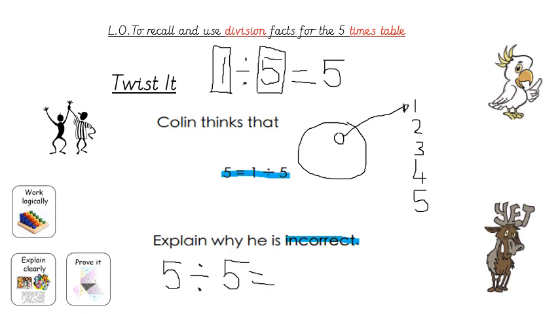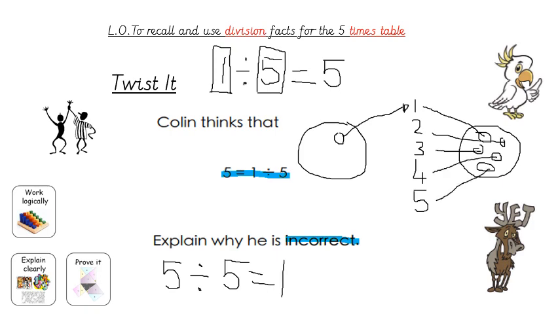So this time I'm going to draw it here. I have a plate, I have 5 pieces, 1, 2, 3, 4, 5, and I'm going to see, this one's going to go with 1, 2, 3, 4, 5. So everybody has 1 piece. So Colin is correct because he put the numbers in the wrong order, didn't he? So now I've put them in the right order.